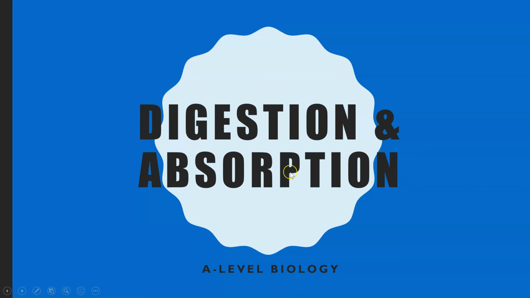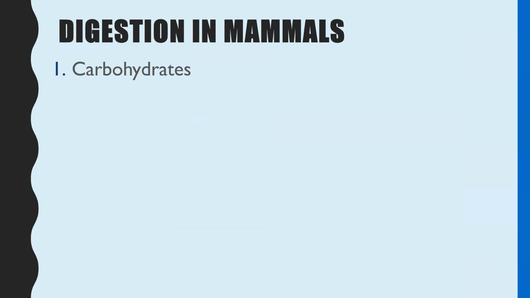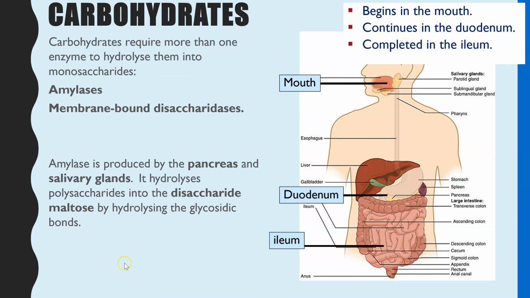Today's video is going to be on digestion and absorption for A-Level Biology. So just to go through the definition of digestion first of all, it's where you have large insoluble molecules hydrolyzed into smaller soluble molecules which can then be absorbed across cell membranes and then into the bloodstream. So we're going to go through digestion of carbohydrates, lipids and proteins, which are the three that you need to know for AQA biology in A-level.